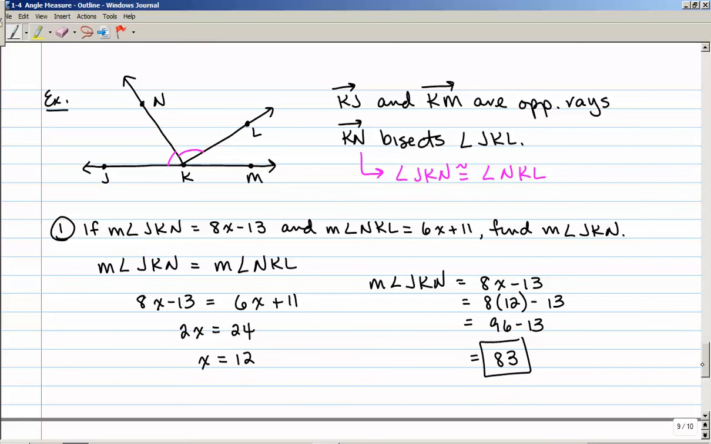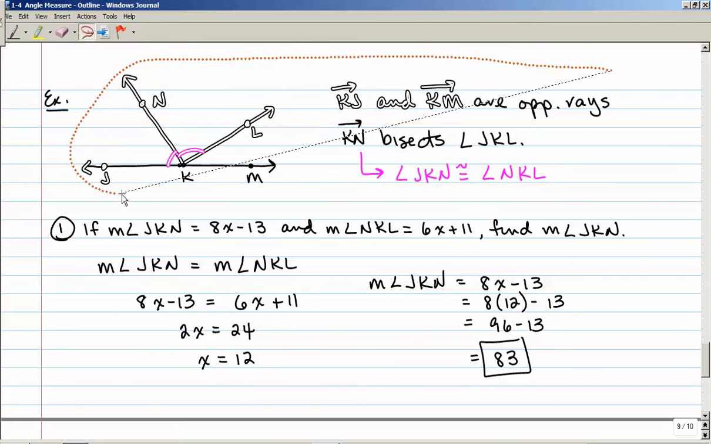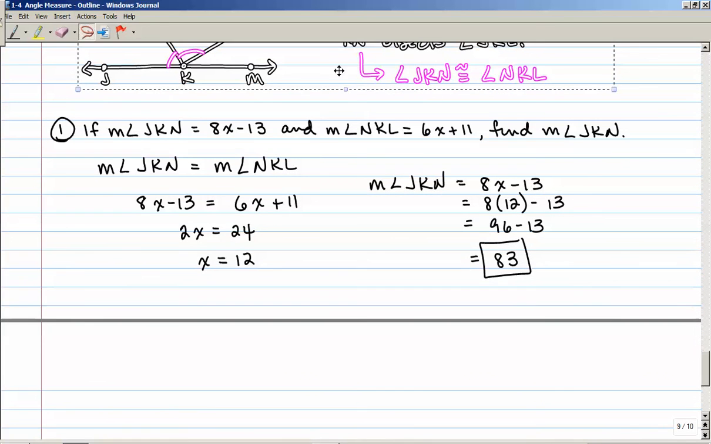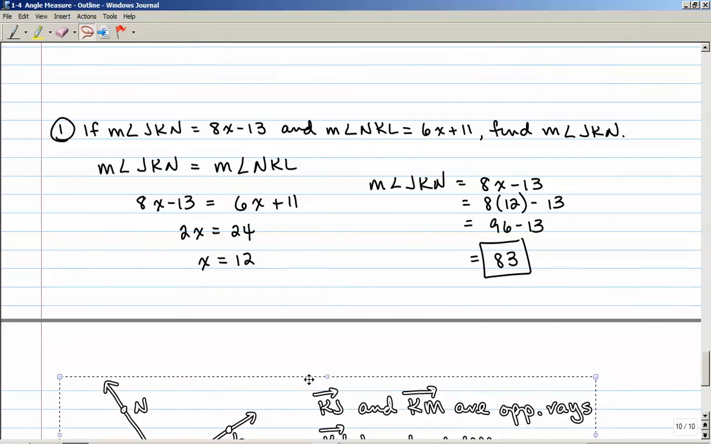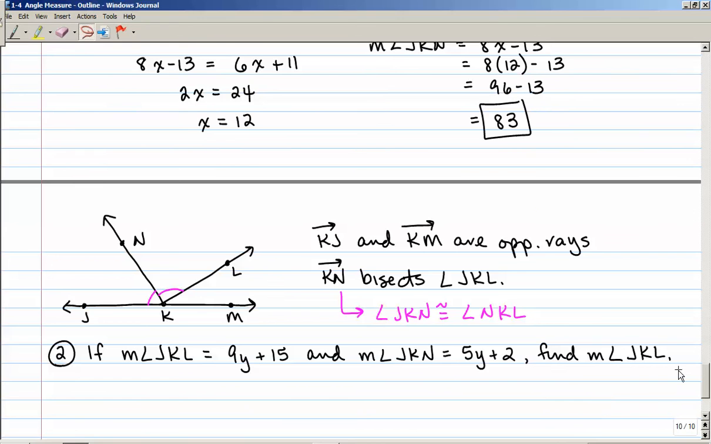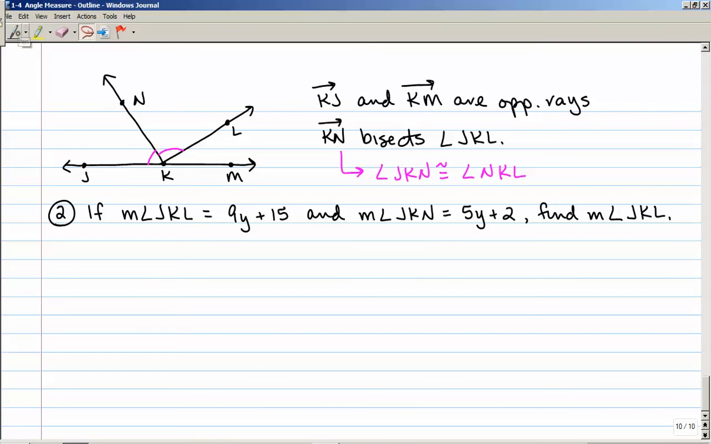Okay? For number 2 here, I'm going to take this diagram and move it back down below there for the next problem. Let's bring it down here. Okay, there we go. All right, given that same information about the diagram, that we have opposite rays and an angle bisector, if the measure of angle JKL is 9y plus 15 and the measure of angle JKN is 5y plus 2, find the measure of angle JKL.